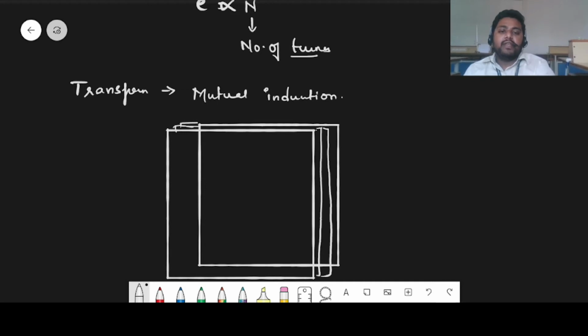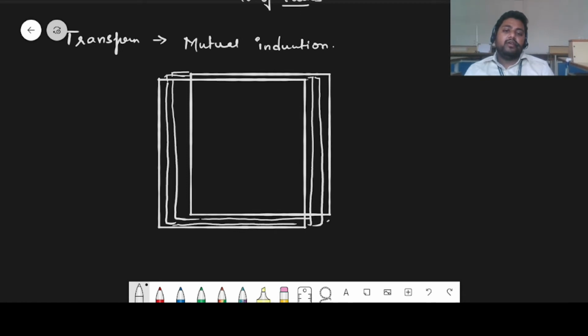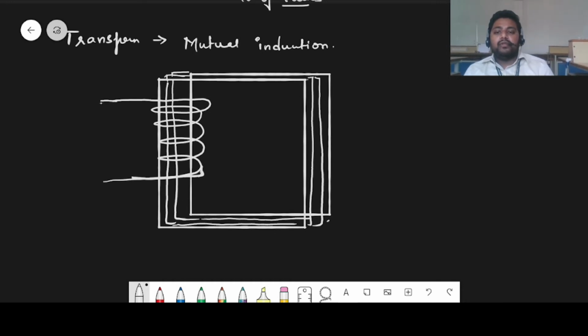Okay, this is how there will be a core. Now this core is going to be wound with primary and secondary coils. Now this is your primary coil. It is connected to the AC input. This is your AC input.